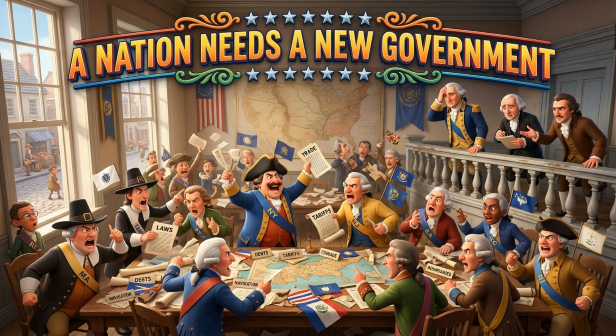The Declaration of Independence was adopted in 1776, but after the Revolutionary War, many Americans were unhappy with how the country was being governed. The states often disagreed over trade, taxes, and other laws. Leaders including George Washington, Alexander Hamilton, and James Madison believed the United States needed a stronger national government.